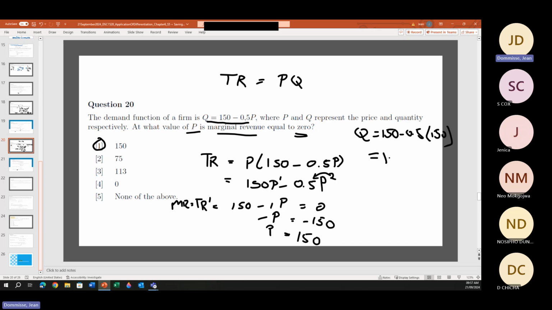So that's 150 minus 75, which will give you 75, which is also in that set. So again, just be careful. If you worked out Q, there is also an answer for you.